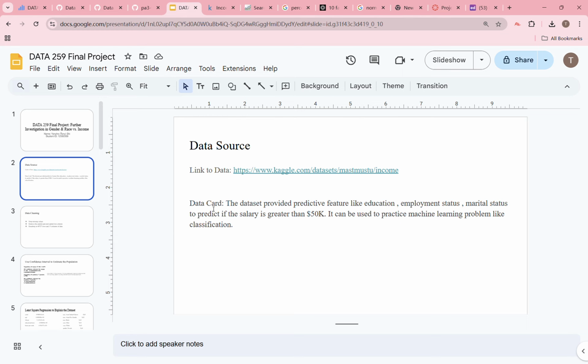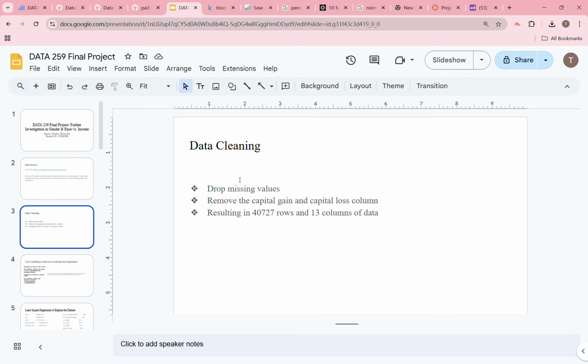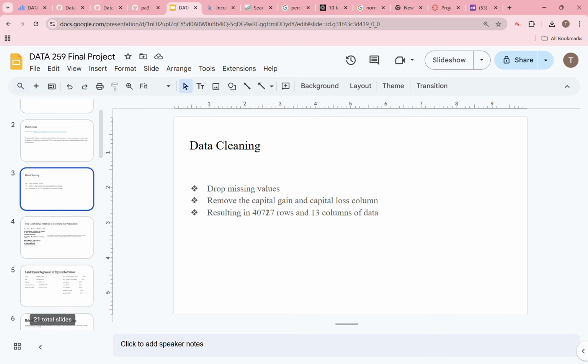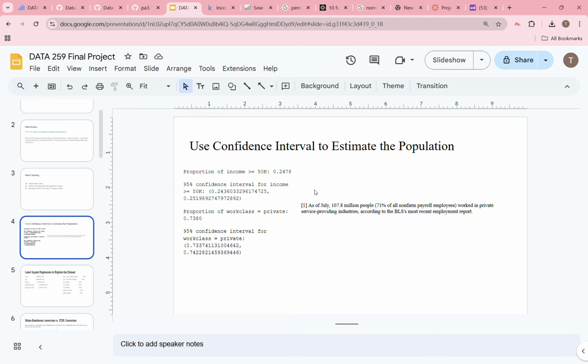This data has a similar structure to the income CSV we used for past assignments, but I'm sure it is a totally different data set. Here are the steps for data cleaning, including dropping missing values and removing the capital gain and capital loss columns, which are basically irrelevant to this study, and that results in this size of data. For the first step to study this data, I would like to check whether this is a good representation of the population, which is United States citizens.